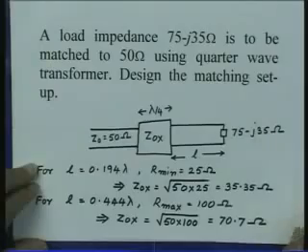So, in this problem we see how to match a complex impedance to the characteristic impedance by using a section of a transmission line and the quarter wave transformer.